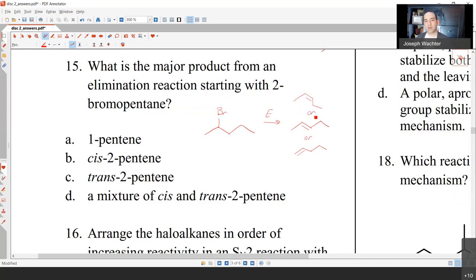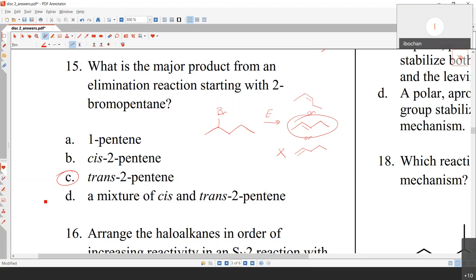So we're looking for the most stable alkene. The rule we use for that is first, the most substituted alkene. The most carbons attached is going to be favored over one with fewer carbons attached. So that means not this one. Between cis and trans, trans is a little bit more stable than cis. So that's the best answer here. I think cis is also an okay answer because realistically you are going to get a mixture of cis and trans. But it does say major product, so the most favored product is likely to be trans-2-pentene.